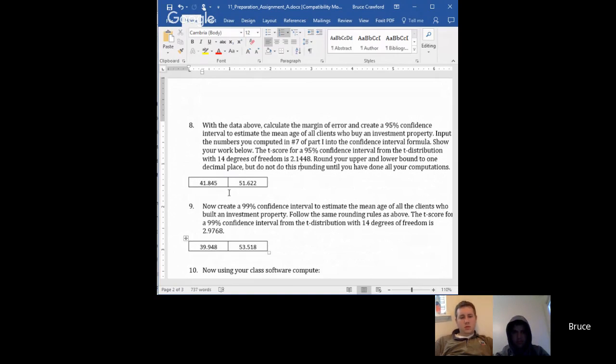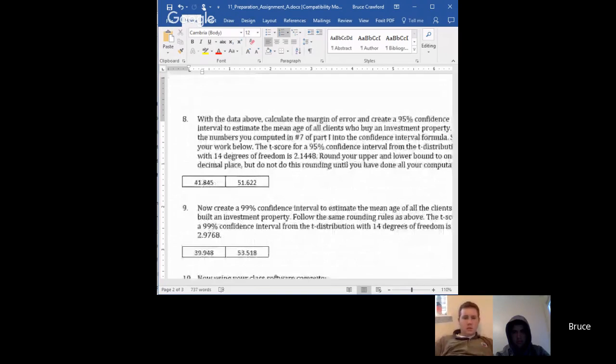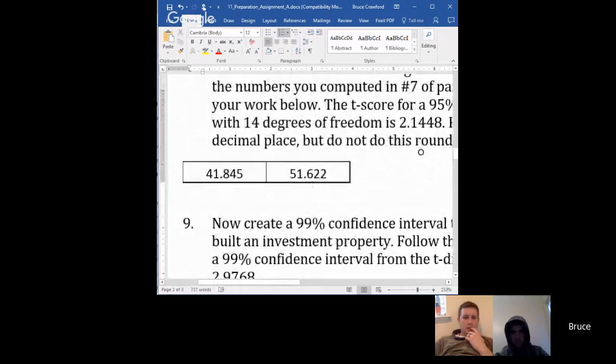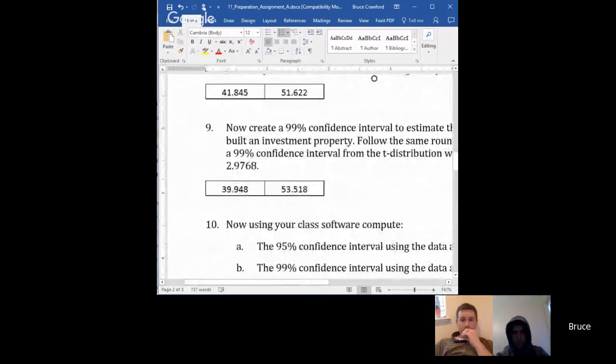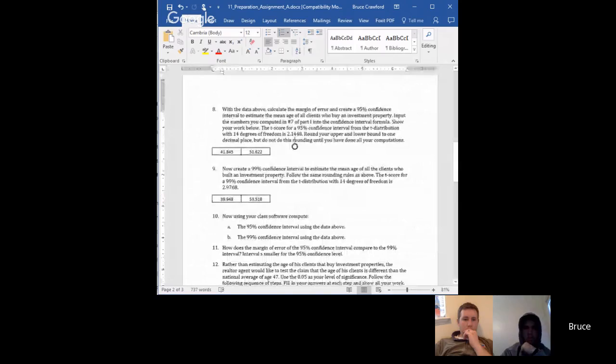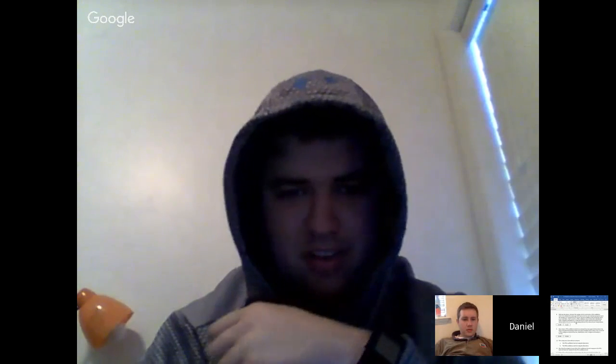So my confidence interval was 41.845 to 51.622. Yep, that's what I got. And then the next one is the same thing, 99% confidence. I got 39.948 to 53.518. Yep. Hopefully we just don't have to find whatever that t-score, the t-distribution, the freedom is, whatever that is.